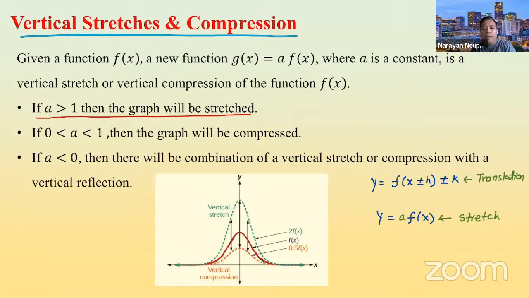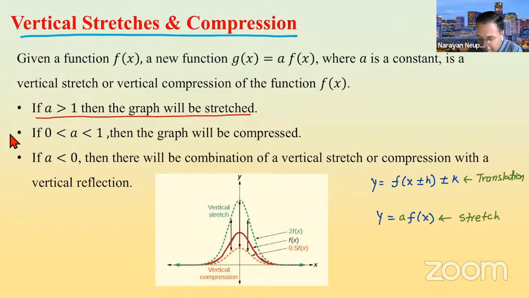Okay, when you multiply by a number between 0 and 1, the graph gets shorter, just like you are compressing from the top. But if you multiply by a number greater than 1, it is just like you are pulling the graph up and making it thinner and taller, which is called the vertical stretch.